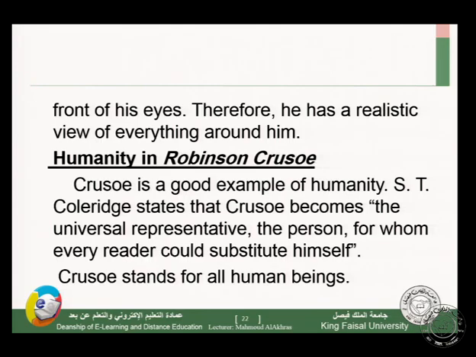Now let's see the other side. We said that we have realism and humanity in Robinson Crusoe. Now let's see humanity in Robinson Crusoe. Crusoe is a good example of humanity. We can sense that in Coleridge's statement, who says, "the universal representative, the person for whom every reader could substitute himself." So anyone can put himself in the place of Crusoe. We have similarity between real people in life and Crusoe. So anyone can put himself in this place.